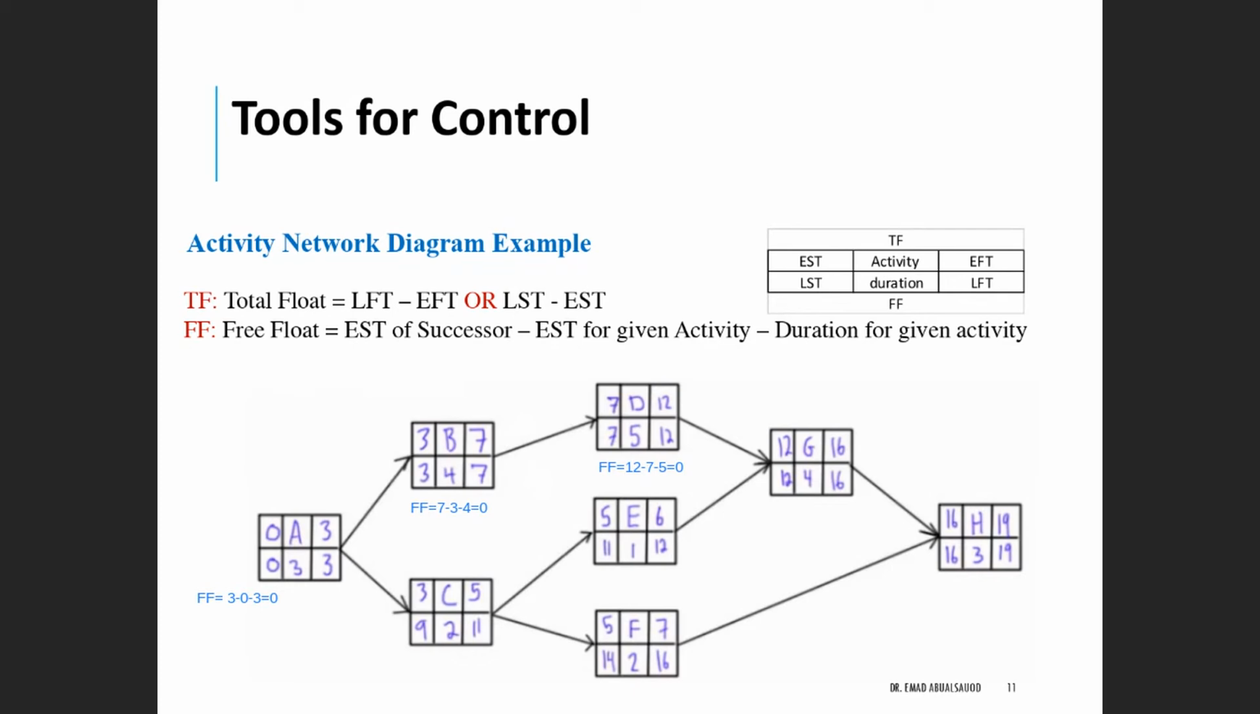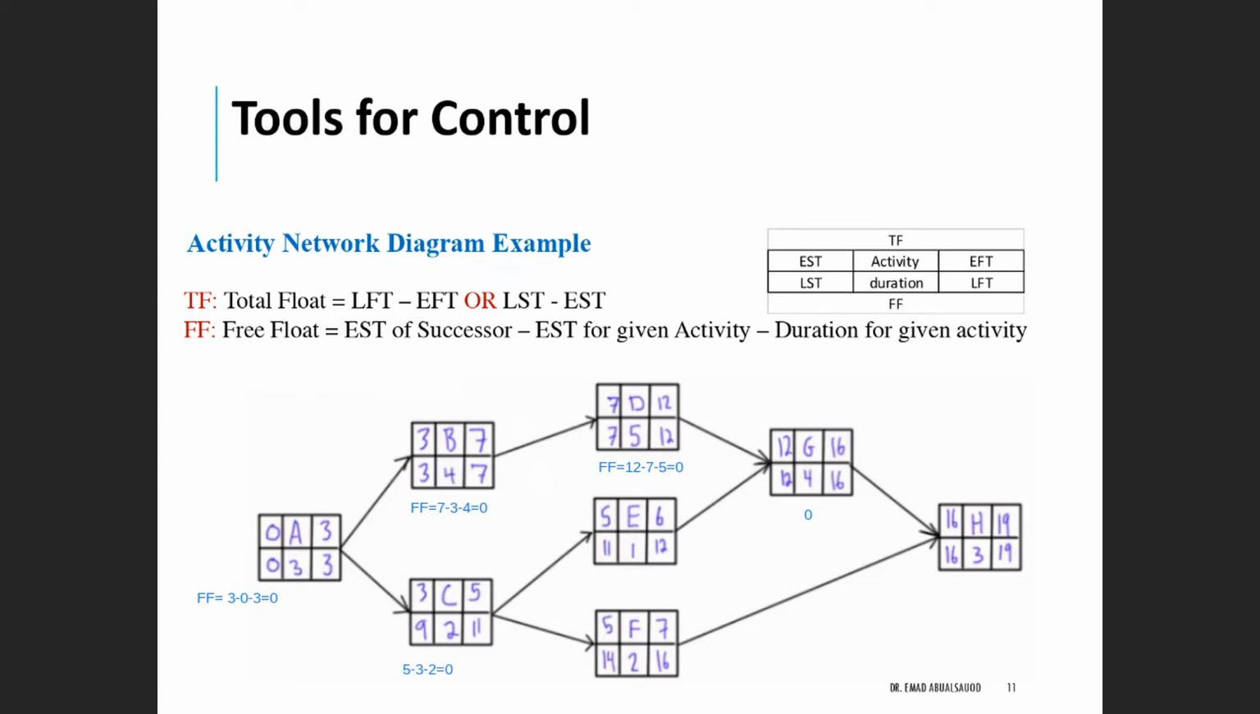Now let's move on here. In this case, the earliest starting time for activity E is 5, and the early start time for C is 3, minus the duration, which is 2. So 5 minus 3 minus 2, and that will give us also 0.